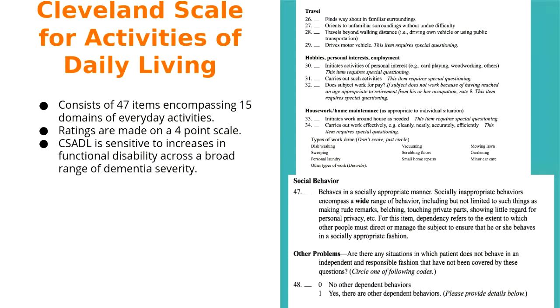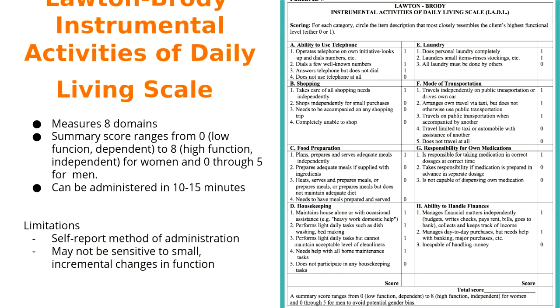And if you go on the PowerPoint on your own time, you can click through the slides to see the transitions. The assessment is very thorough. The ratings are made on a 4-point scale, and research shows that the Cleveland scale is sensitive to increasing functional disability across a broad range of dementia severity. So that's something that's available.